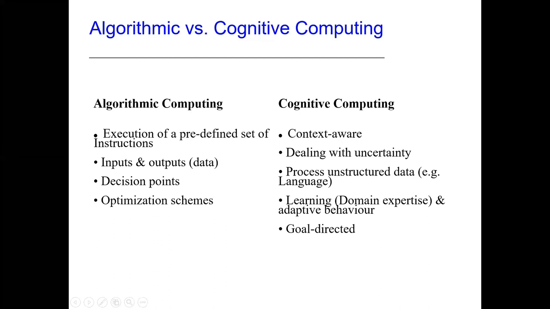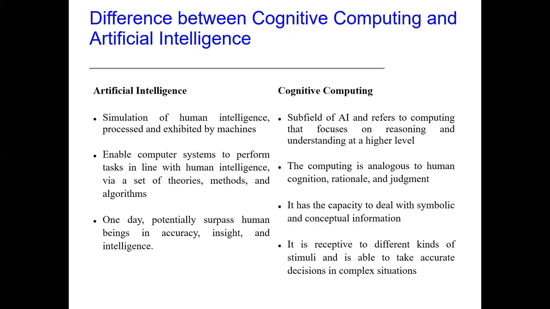Cognitive computing also processes structured as well as unstructured data. Structured and unstructured data itself is a very big topic, so later on we will understand it. Structured data is very well organized, whereas unstructured data is unorganized, kept here and there, and still we are able to process it. A goal-directed and adaptive behavior is there in cognitive computing. Next, artificial intelligence is a simulation of human intelligence exhibited by machines, whereas cognitive computing is a subfield of AI that focuses on reasoning and understanding at a higher level. This is an important point that we have to consider.